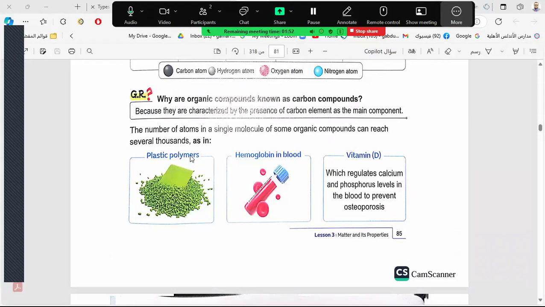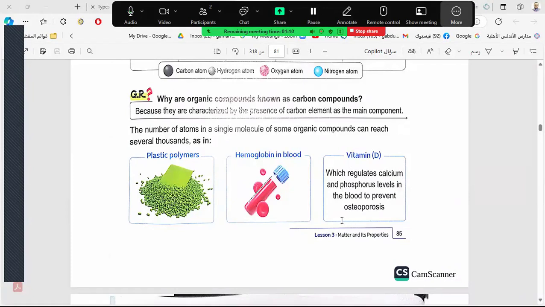Okay, so what does it tell me here? It says some organic compounds have thousands of atoms. They are polymers. Like the plastic polymer, they have thousands of carbon, hydrogen, oxygen atoms, and so on. And the hemoglobin in the blood also has thousands of atoms. And vitamin D also regulates the calcium and phosphorus levels in the blood to prevent osteoporosis. What is the meaning of osteoporosis? Yes, okay, the weak bones disease.